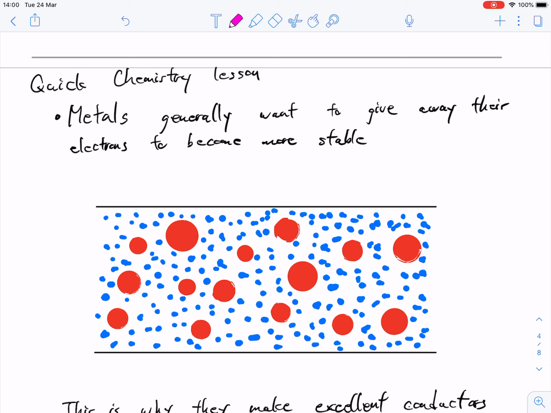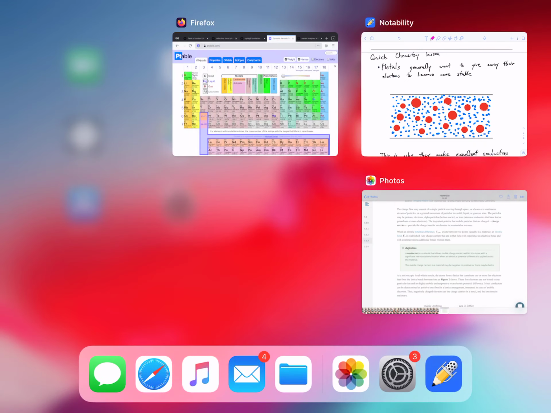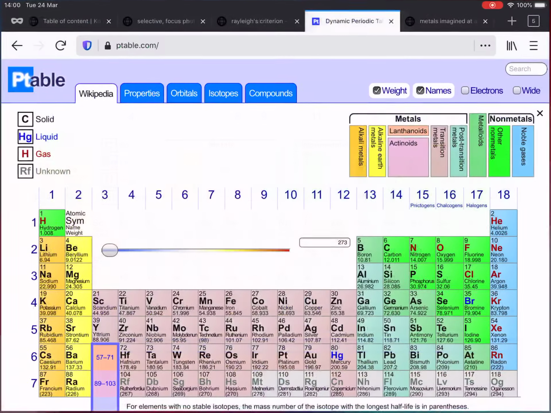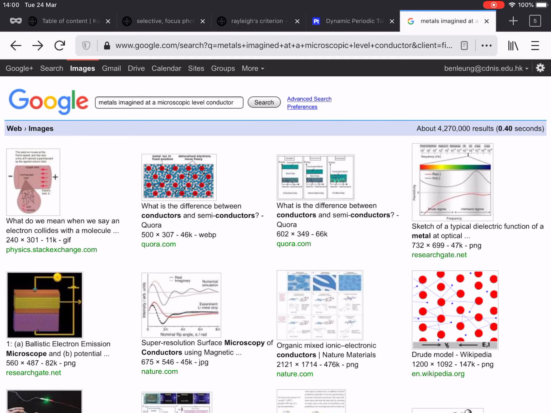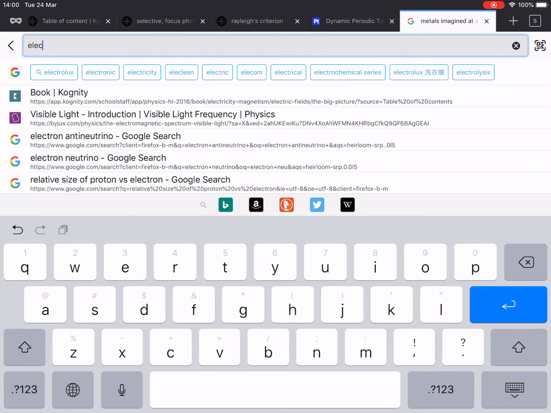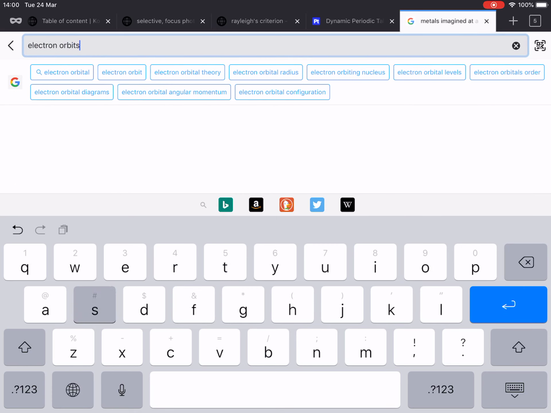Now, why do metals make such great conductors? Okay, and it's because metals generally want to give away their electrons to become more stable. And so I wanted to quickly talk about that. And to do that, we need to look at electron orbits actually.